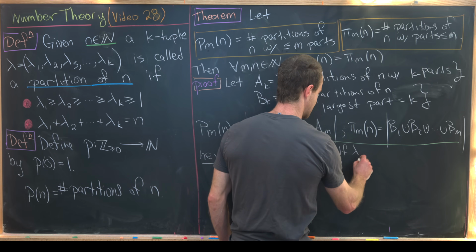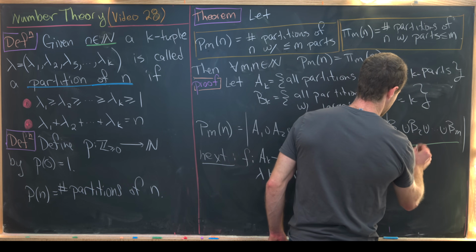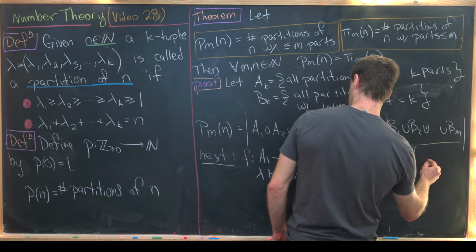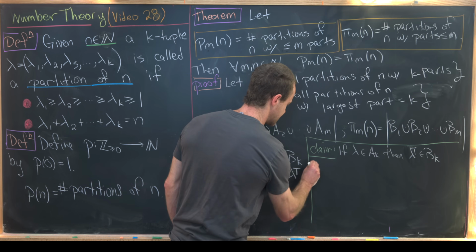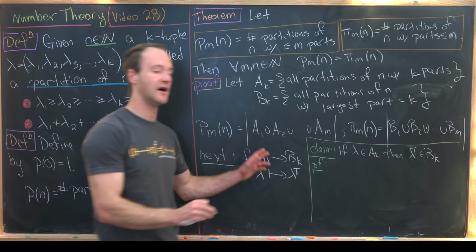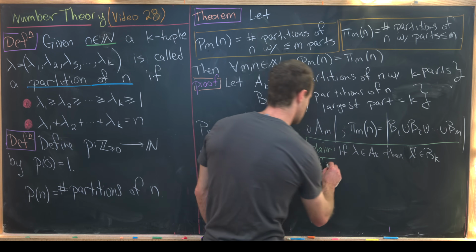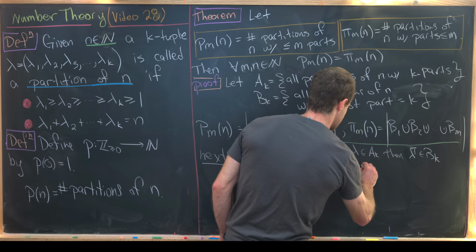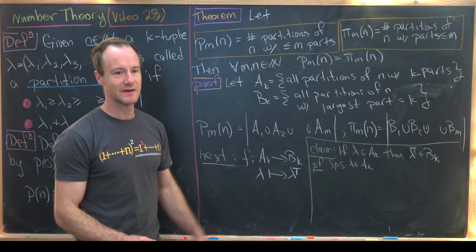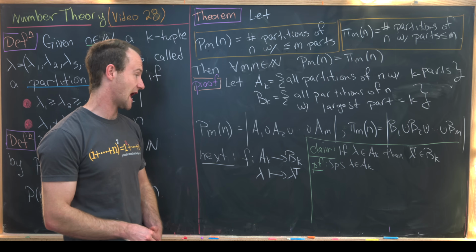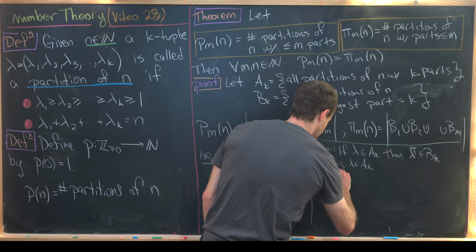So if lambda is in A sub k, then f of lambda, which is lambda conjugate, is in B sub k. Okay, so let's see if we can look at the little proof of that claim, and we'll use the Ferrers diagram for that proof. So let's suppose that lambda is in A sub k. What does that mean? That means lambda has exactly k parts. So we could draw the Ferrers diagram for lambda.